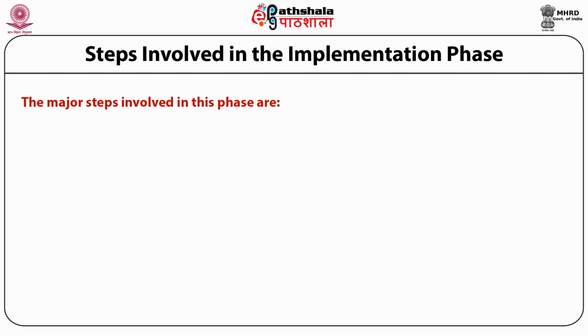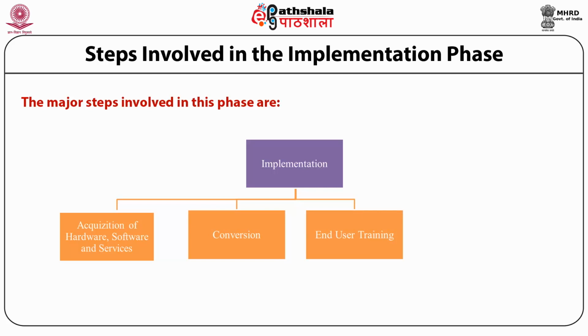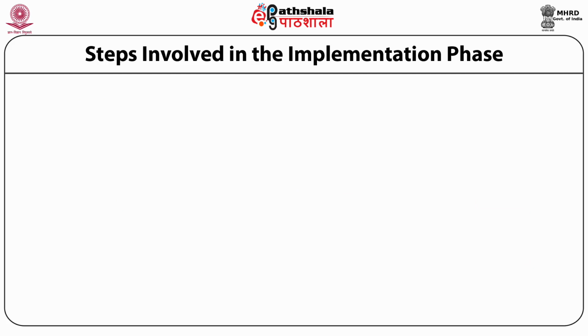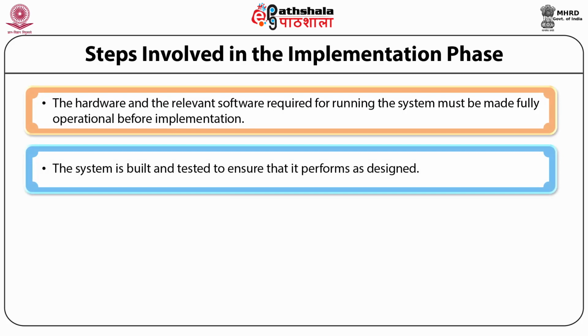The major steps involved in the implementation phase, as we see in the diagram, are firstly, acquisition of hardware, software and services. Secondly, the conversion stage. Thirdly, user training. And finally, system documentation. So in the very first stage, the hardware and the relevant software that is required for running the system must be made fully operational before implementation. The system is built and tested to ensure that it is performing as per its design.